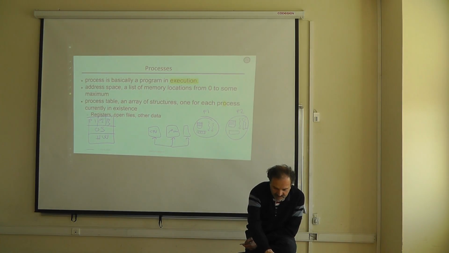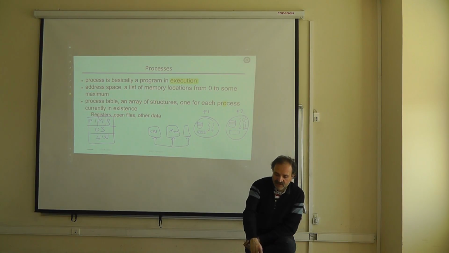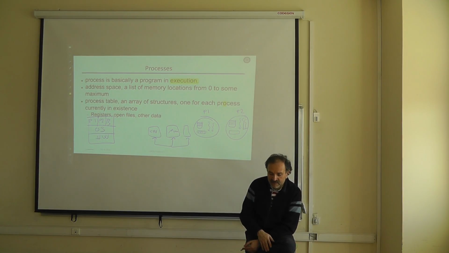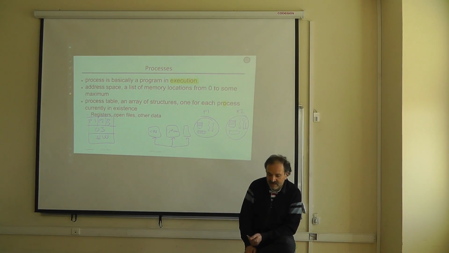Okay, I have this process table. It keeps all that information. It's an array of structures. Each structure belongs to a process, and it keeps all the registers, open files, and other data. If this process opens a file, its information has to be kept somewhere so that the operating system can manage it. And every process thinks that it has the whole computer by itself. It doesn't think about the complexities of the other processes and the other hardware.